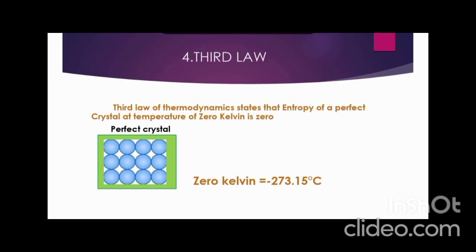Third law. The third law of thermodynamics states that the entropy of a perfect crystal at a temperature of 0 Kelvin is 0. The given diagram is a perfect crystal. The third law states that a perfect crystal at a temperature of 0 Kelvin, which equals minus 273.15 degrees Celsius, has entropy 0.